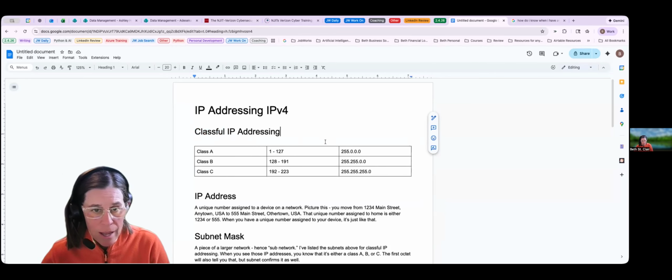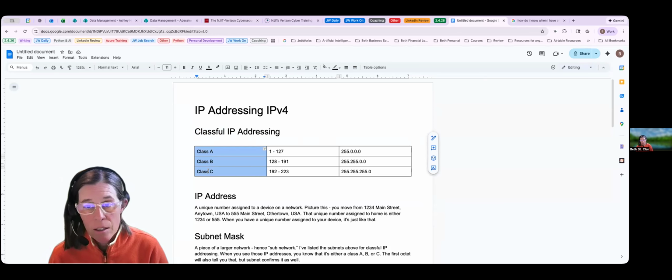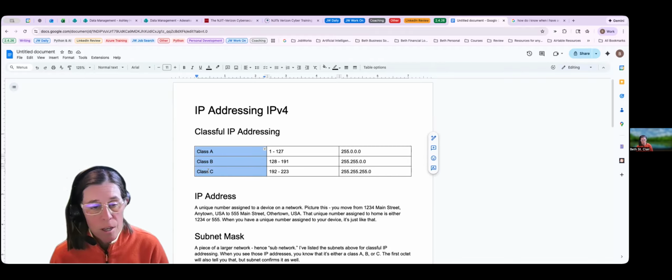So when we talk about classes, we have three types that we really need to know about. There are actually 5 types, but we're going to talk about 3 of them. Class A, Class B, Class C. There's also Class D and E, and those are used for experimental purposes. They're reserved for scientific stuff. So we care about A, B, and C.